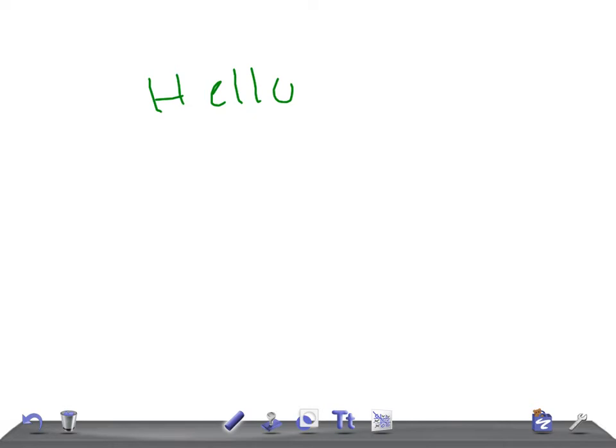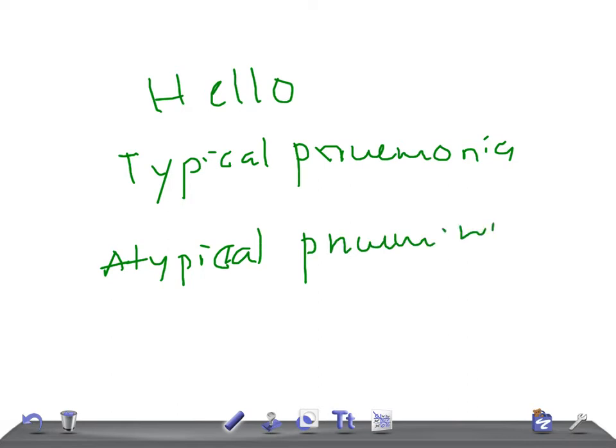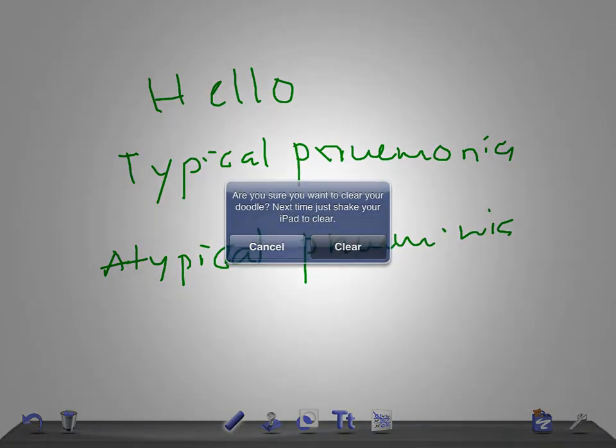Today's topic of discussion is quick differences between typical pneumonia and atypical pneumonia. Okay, and this is very important for medical students also. Okay, let's start on this without wasting much time.